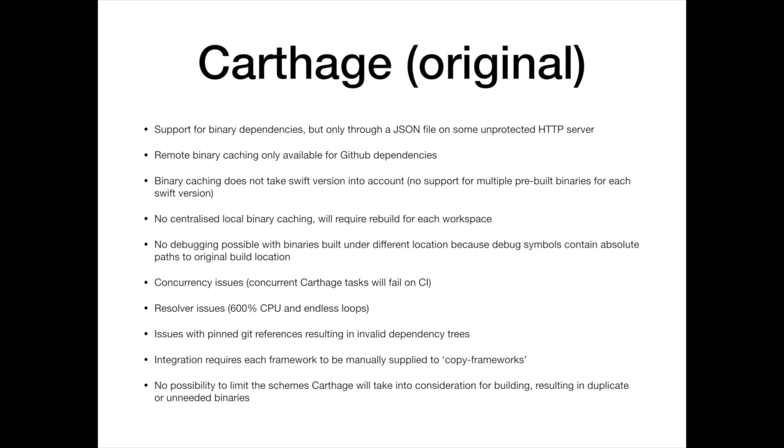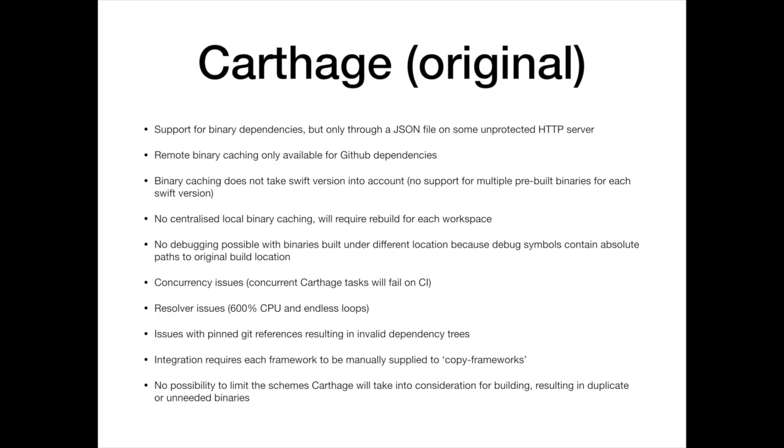Then Carthage, the original version of Carthage. The philosophy of the original Carthage is to let the integration be left to the developer instead of trying to do it for you. So it has support for binary dependencies and also source code dependencies, but if you use pure binary dependencies, it only works through a JSON file that you would serve on some unprotected HTTP server, which within a corporate environment is not always feasible. Then there's remote binary caching, but that's only available for GitHub dependencies. Again, within a corporate environment, it's probably not feasible to do that.